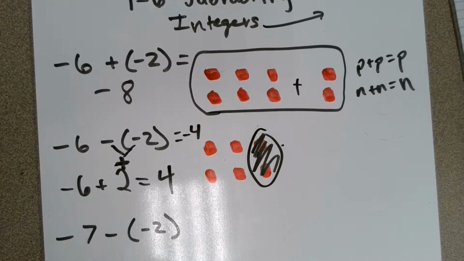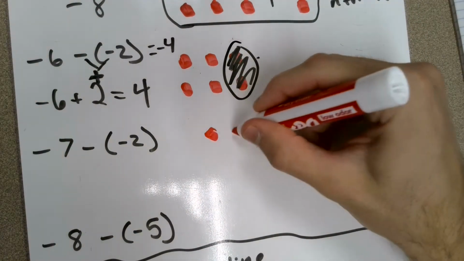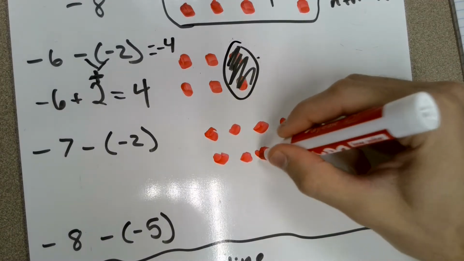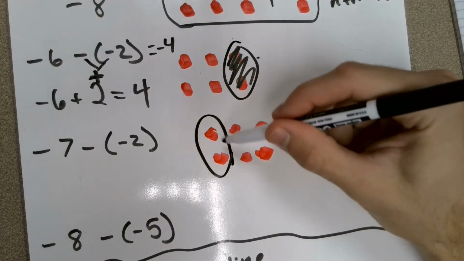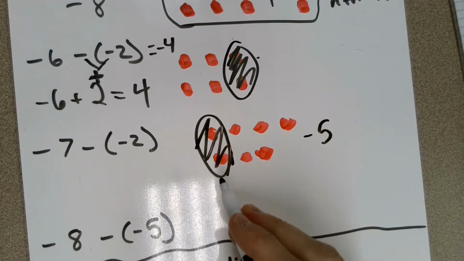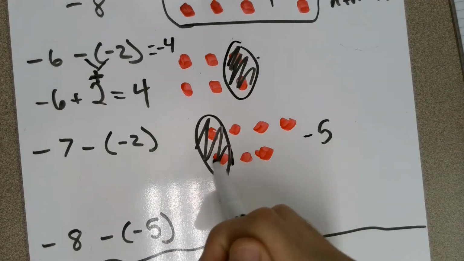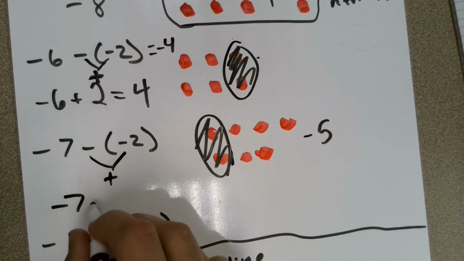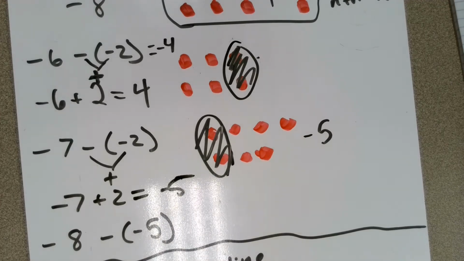Looking at our next one, we have the same idea. I'm going to draw our model out here. Now we have -7, and we're subtracting -2. So we already have -2 out there. Here it is right here. Take away those, leaves us with -5. I took away -2. Notice it wasn't a +2, it wasn't green, it was a -2, so it was already part of it. You could also think of this as negative, make that a positive. -7 plus 2 equals -5. Whichever makes more sense for you.